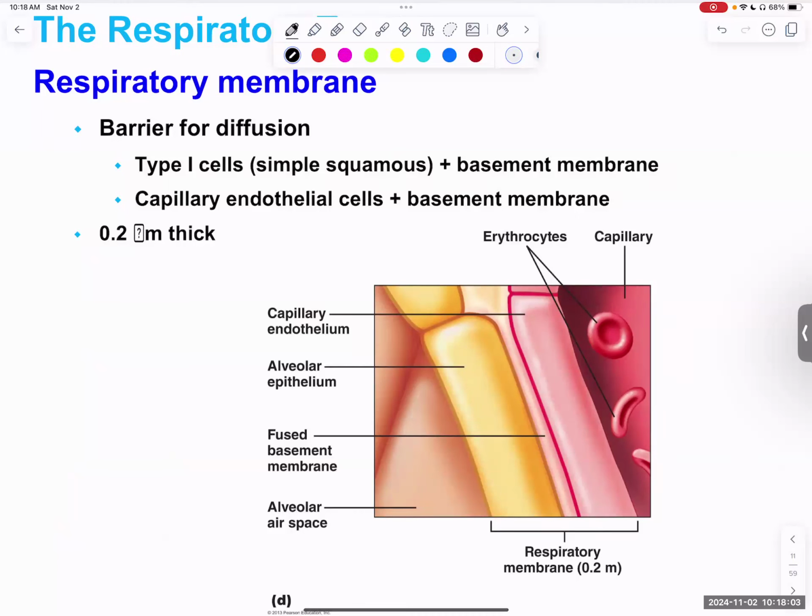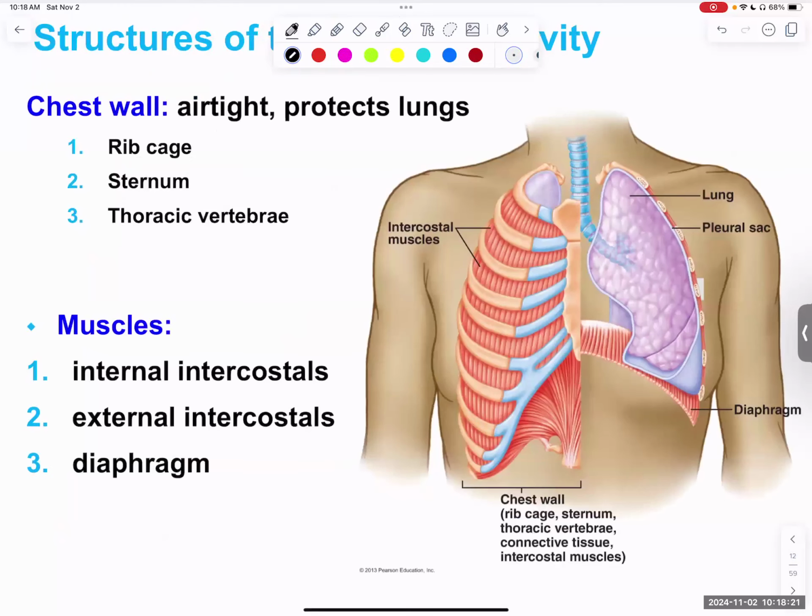The respiratory membrane, this is the simple squamous. Those are the type 1 cells. The respiratory membrane is a simple squamous cell and an endothelial, which is also simple squamous. So really it's just two very thin cells.